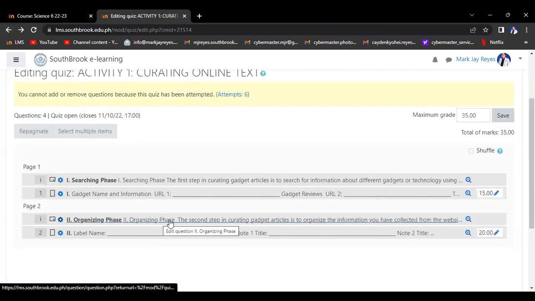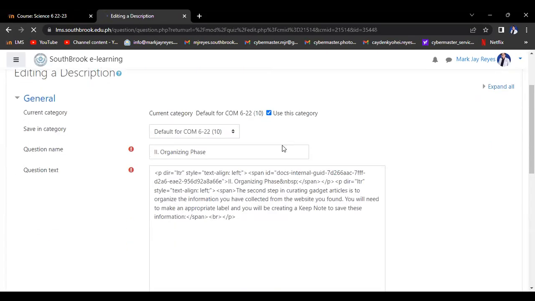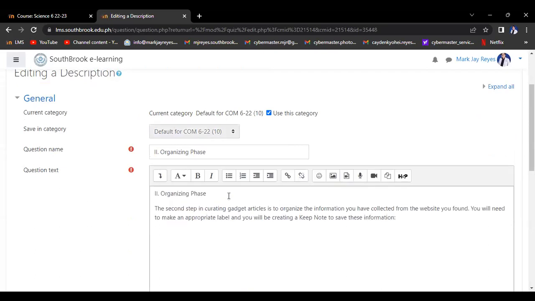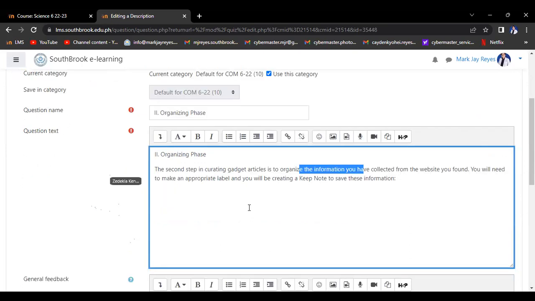Now, if you're done with the searching phase, move to the next phase, which is the organizing phase. You need to organize what you had searched. The second step of curating gadget articles is to organize the information you have collected from the websites you found. You will have to make appropriate labels, and you will be creating a Keep note to save the information.